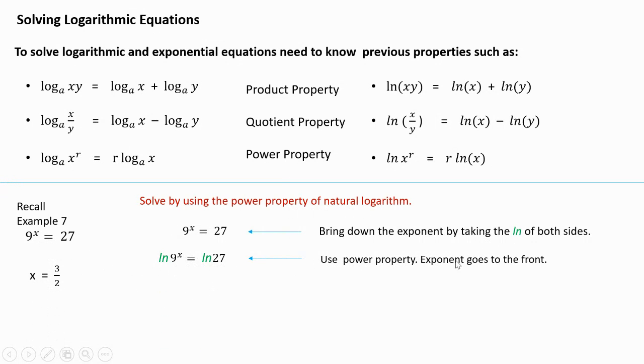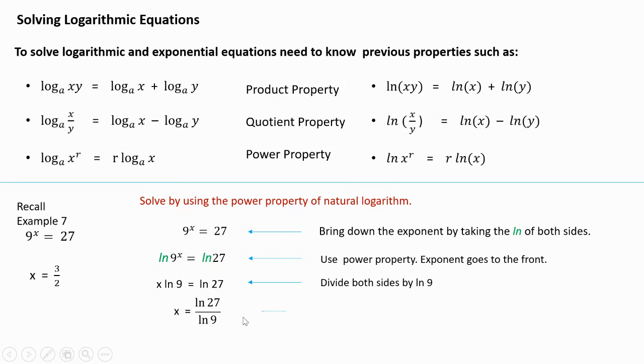Now, use the power property, right? The exponent goes to the front, right? By this property here, the r, which is the exponent here on the property, goes to the front. So when you take the ln, the exponent goes to the front. Okay? And then you rewrite it how it is, and then you divide both sides by ln of 9.